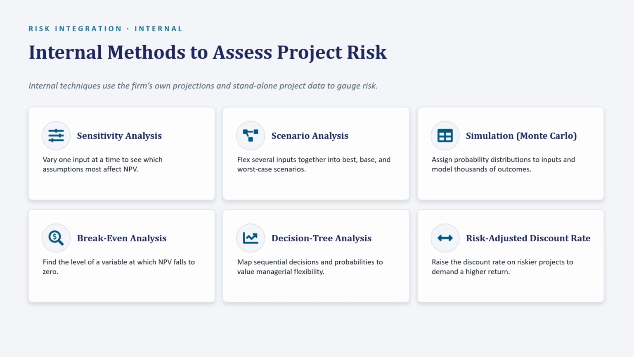Simulation: assign probability distributions to inputs and model thousands of possible outcomes. Break-even analysis: find the level of variation at which point NPV falls to zero. Decision tree analysis: map sequential decisions and probabilities to value managerial flexibility. Risk adjusted discount rate: raise the discount rate on riskier projects to demand higher return. These tools help us understand project specific risk from the inside.